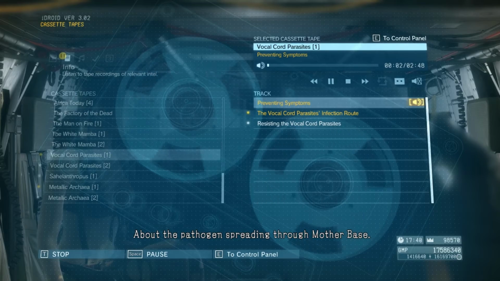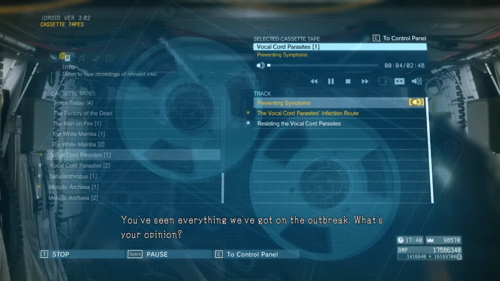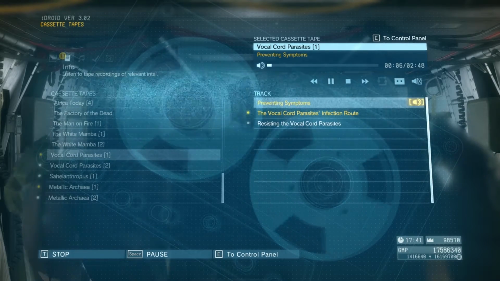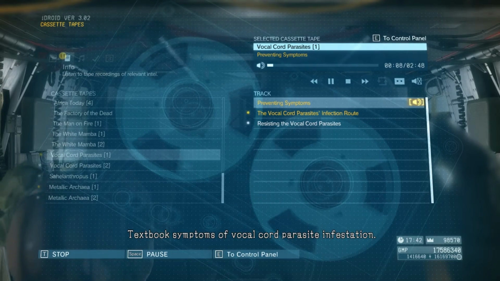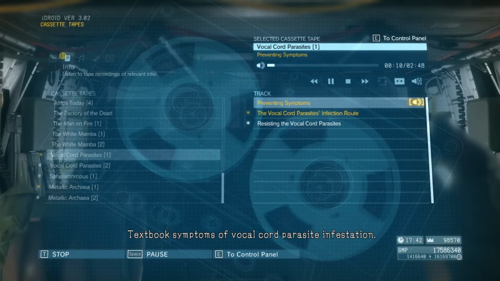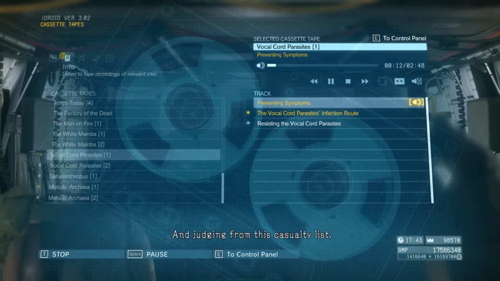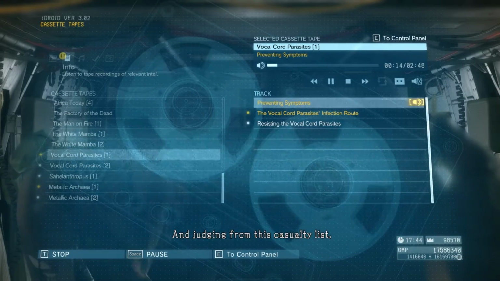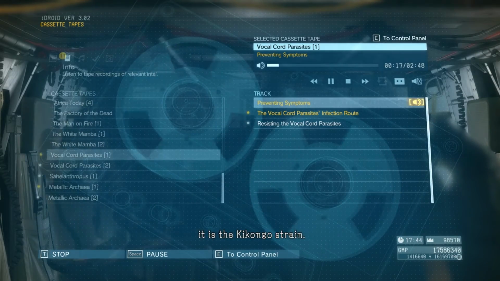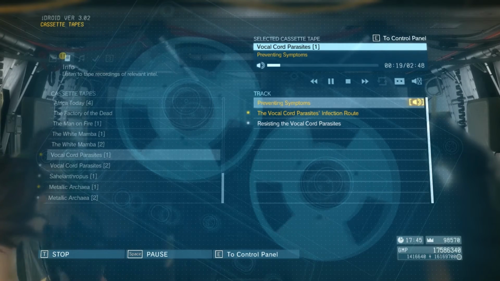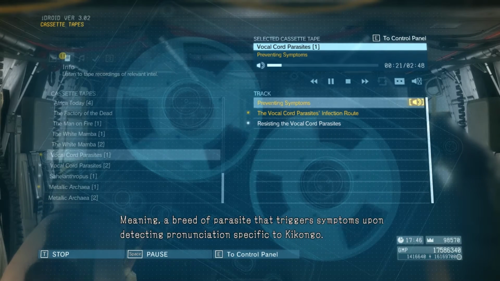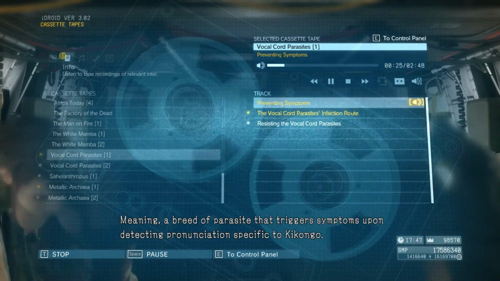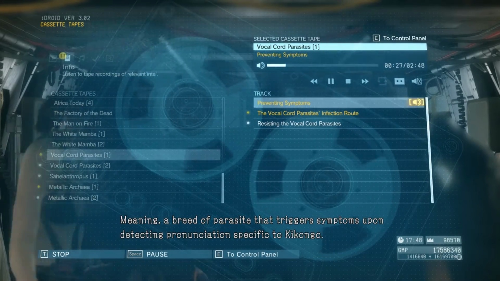About the pathogen spreading through Mother Base. You've seen everything we've got on the outbreak. What's your opinion? Textbook symptoms of vocal cord parasite infestation. And judging from this casualty list, it is the Kikongo strain, meaning a breed of parasite that triggers symptoms upon detecting pronunciation specific to Kikongo.